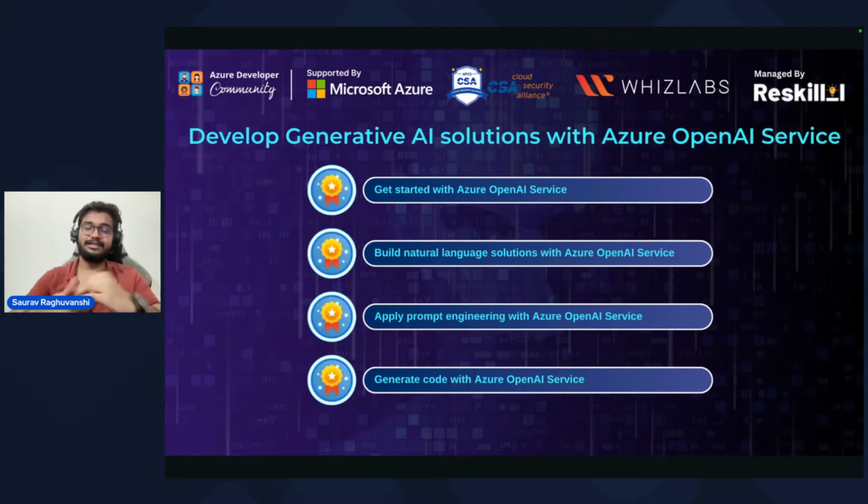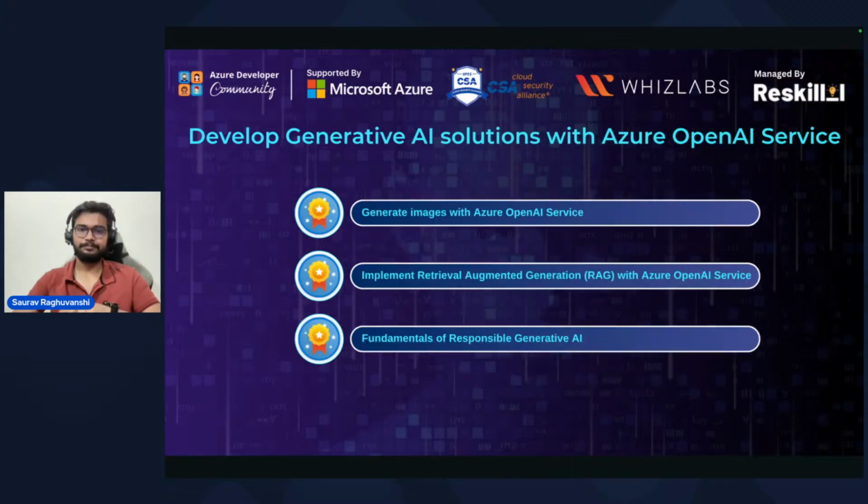I'm going to deliver the session on generative AI. That will be the last technical session in our complete bootcamp. And then we'll talk about generating images using Azure OpenAI. We'll talk about the RAG model. We'll talk about responsible AI.